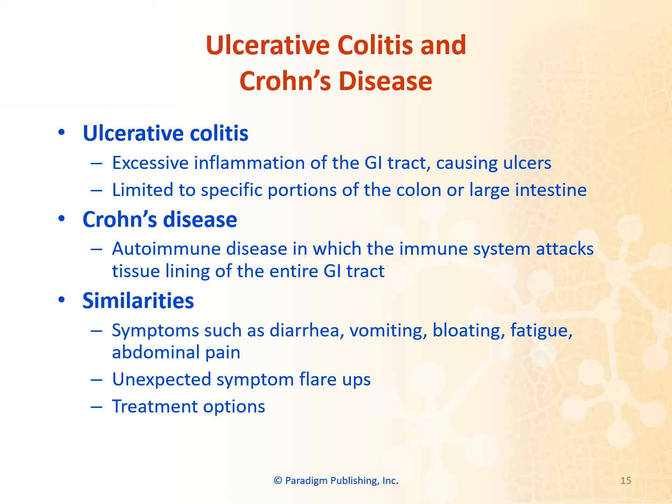So another form of digestive disease is ulcerative colitis and Crohn's disease. Ulcerative colitis is the excessive inflammation of the GI tract, which causes ulcers, and it's limited to specific portions of the colon or large intestines generally. Crohn's disease is an autoimmune disease in which the immune system attacks the tissue lining the entire GI tract.